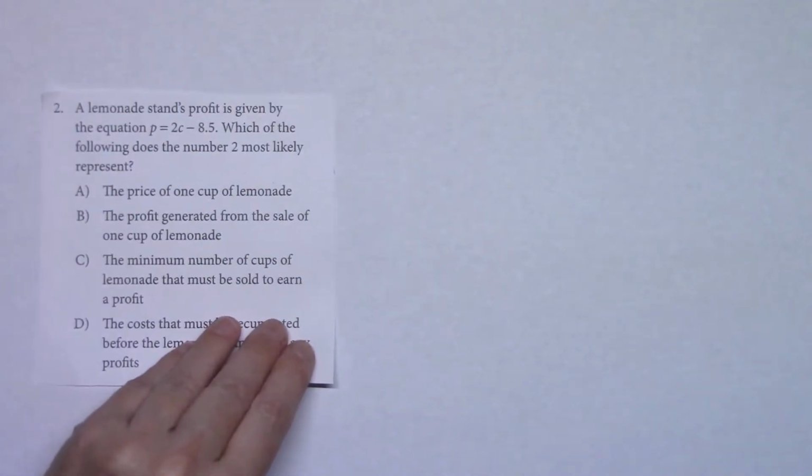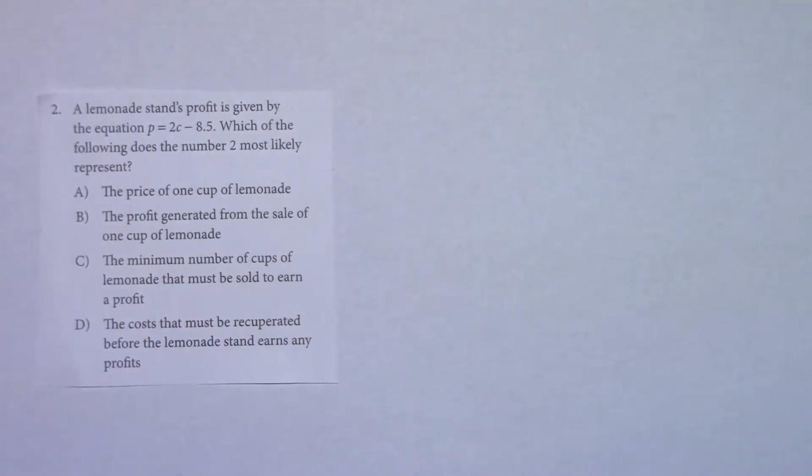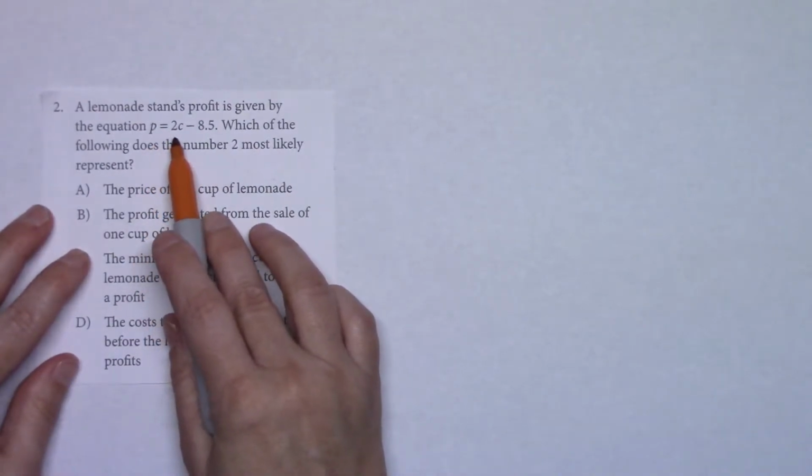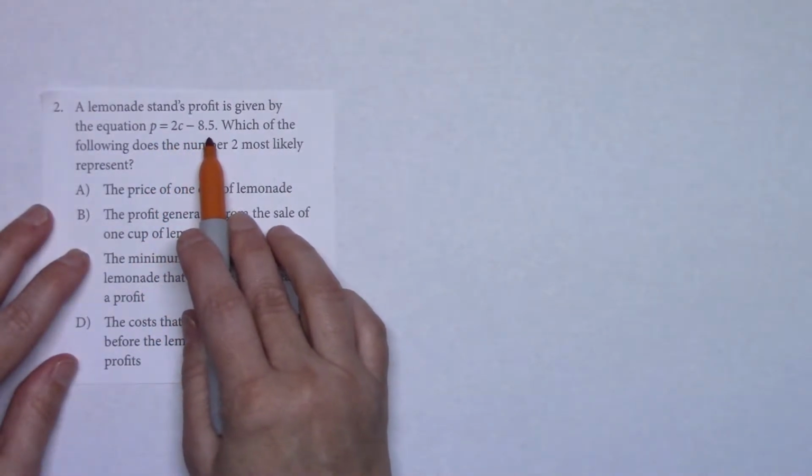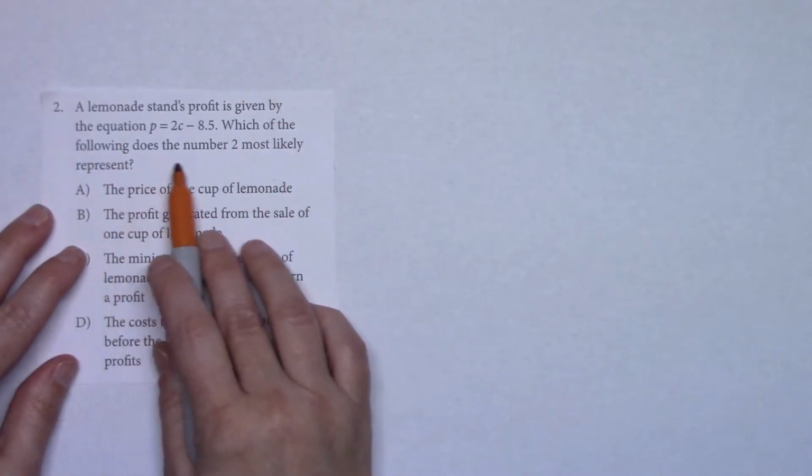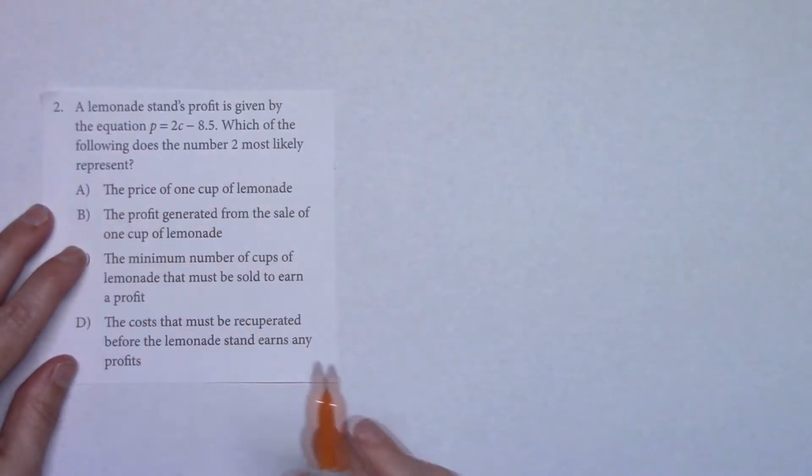Alright, so question number 2. Okay, question number 2. A lemonade stand's profit is given by the equation P = 2C - 8.5. Which of the following does the number 2 most likely represent?